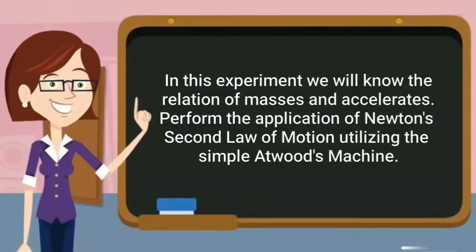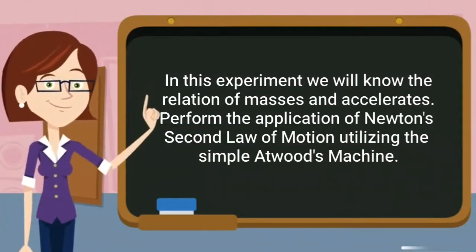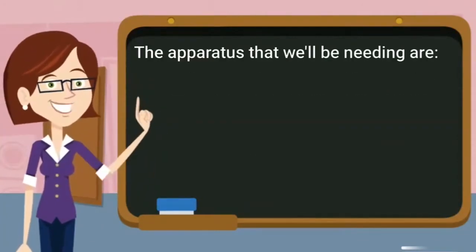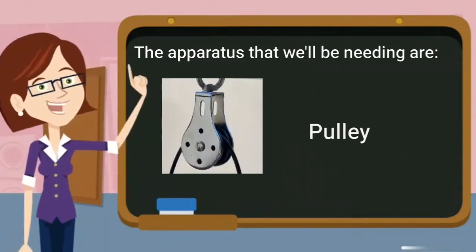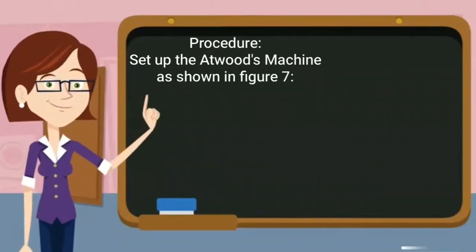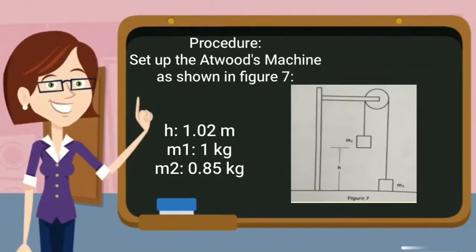In this experiment, we will know the relations of masses and accelerations, and perform the application of Newton's second law of motion utilizing the simple Atwood's machine. The apparatus that we'll be needing are a set of weights, stopwatch, pulley, steel tape, and string. Procedure: set up the Atwood's machine as shown in figure 7.